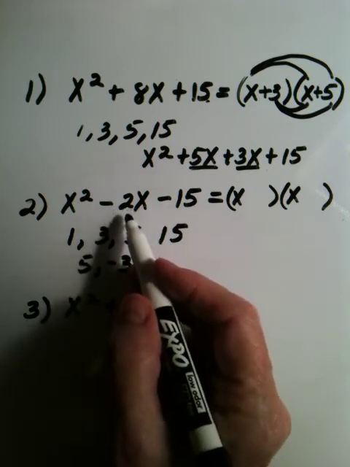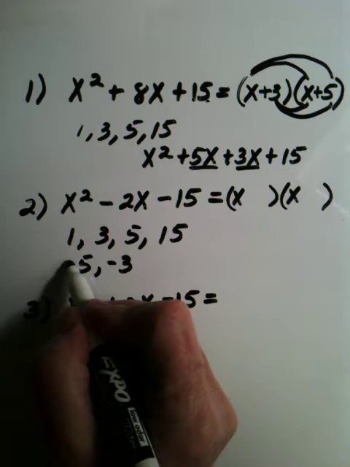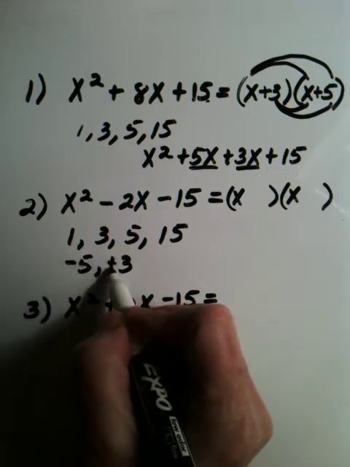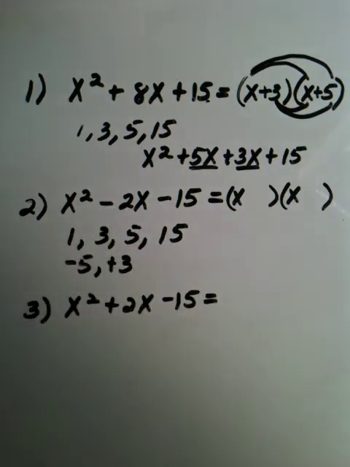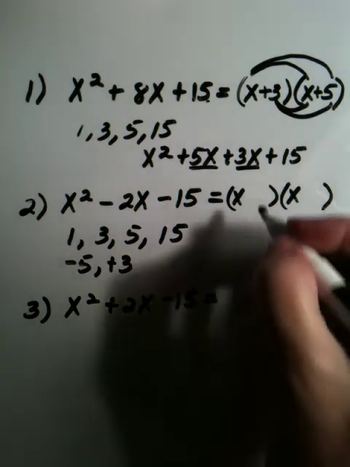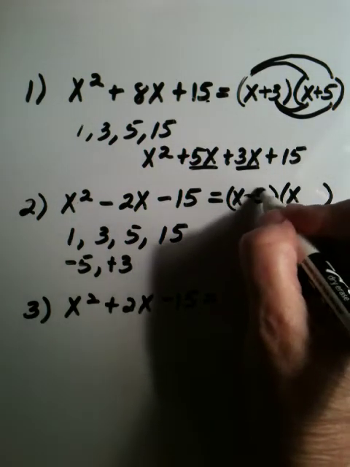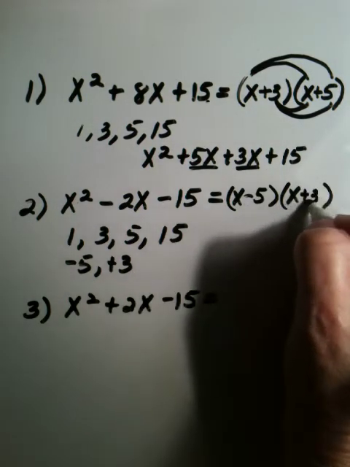So we need to switch our signs and make the 5 negative and the 3 positive in order to get negative 2 when we add them together. So we're going to use negative 5 and positive 3.